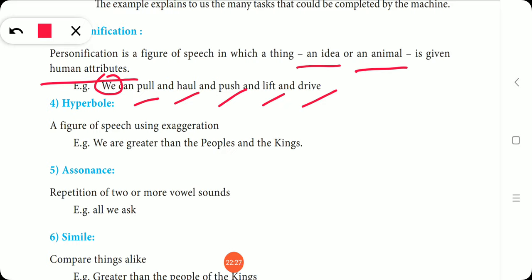So the next one, hyperbole. A figure of speech using exaggeration. Okay, so we have seen what is hyperbole already. So we are greater than the peoples and the kings. So who are greater? The machines are telling that. So actually this line is not given in your poem. It is telling that they are greater than the peoples and the kings. Okay, so that's why it is hyperbole.